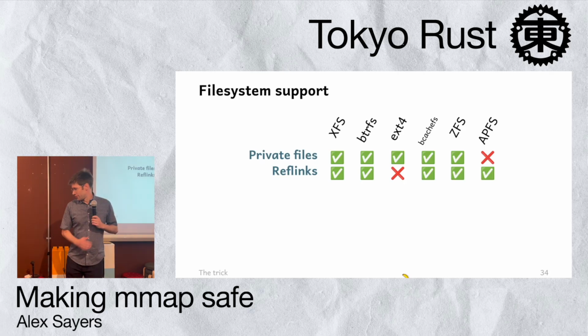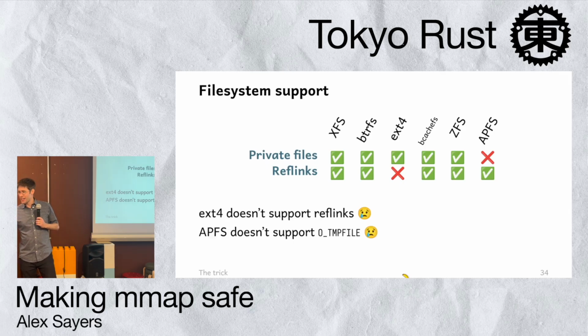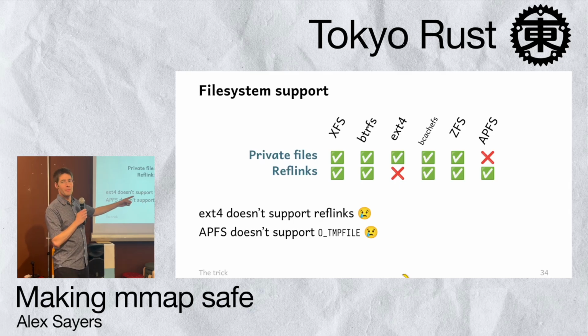And then the really frustrating one is APFS, the macOS file system. They did the hard one. They implemented reflinks, but they don't support private files. So as far as I'm aware, there is no way to safely use mmap on macOS. If anyone knows of a way to create a file that's not linked into the directory tree on macOS, please tell me.